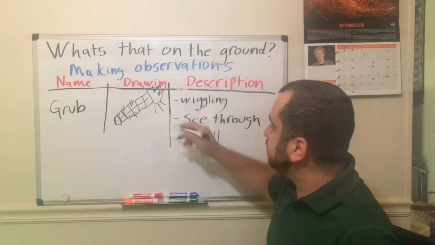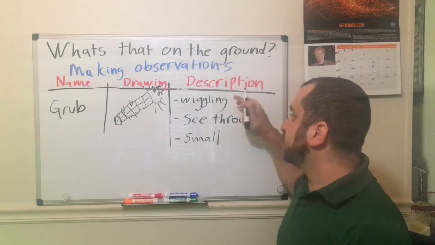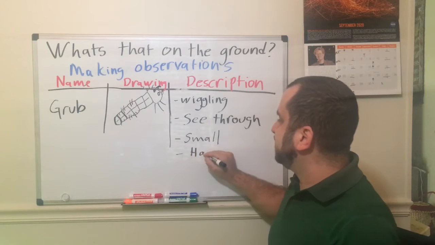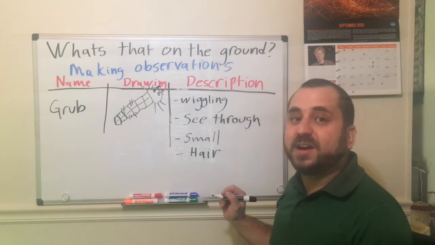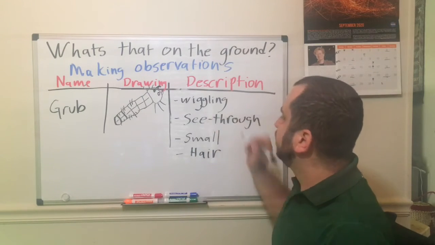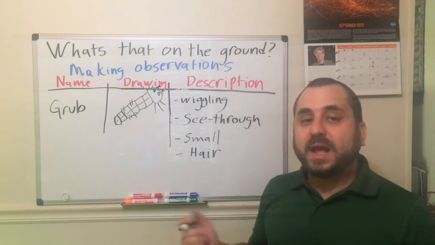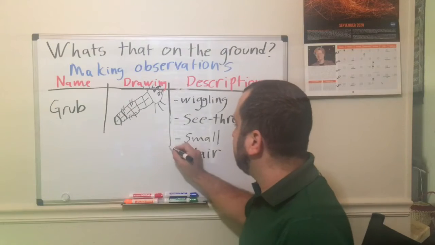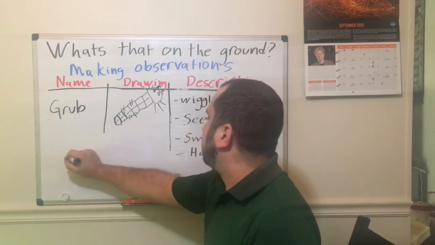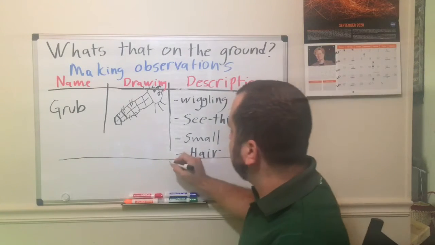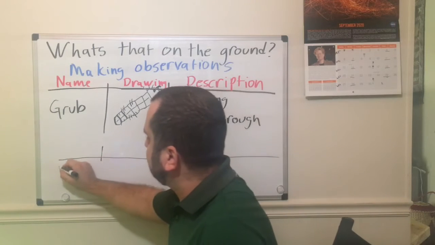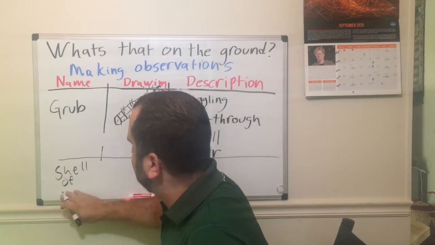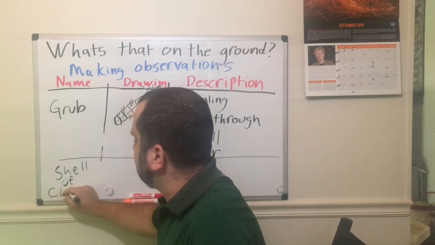But we always want to make sure that we're using our senses to describe what it was doing, what it looked like, any of its details, like how it had hair, that sort of thing. What else did we see that was in this container? We also saw that cicada shell, right? Let me draw another line here. We saw the shell of the cicada.